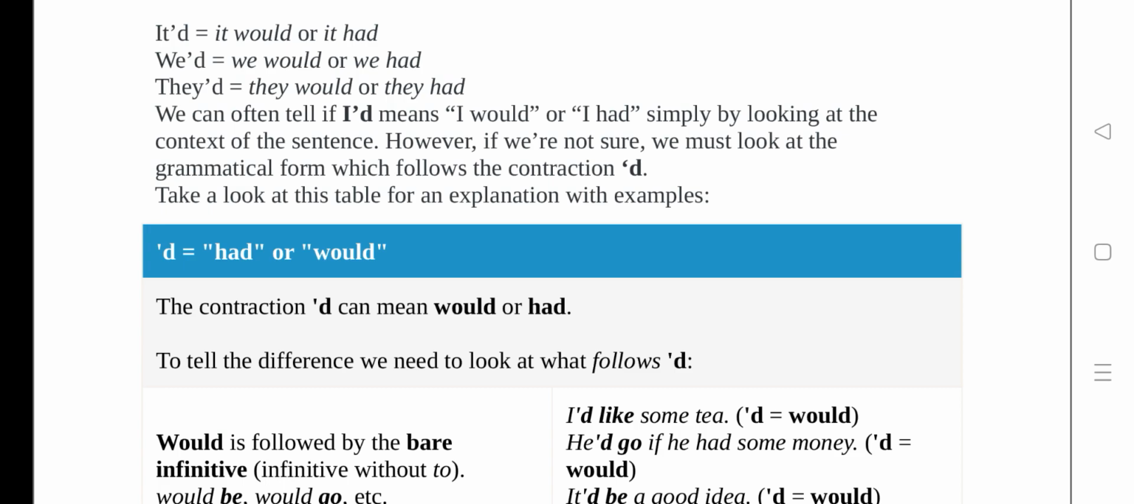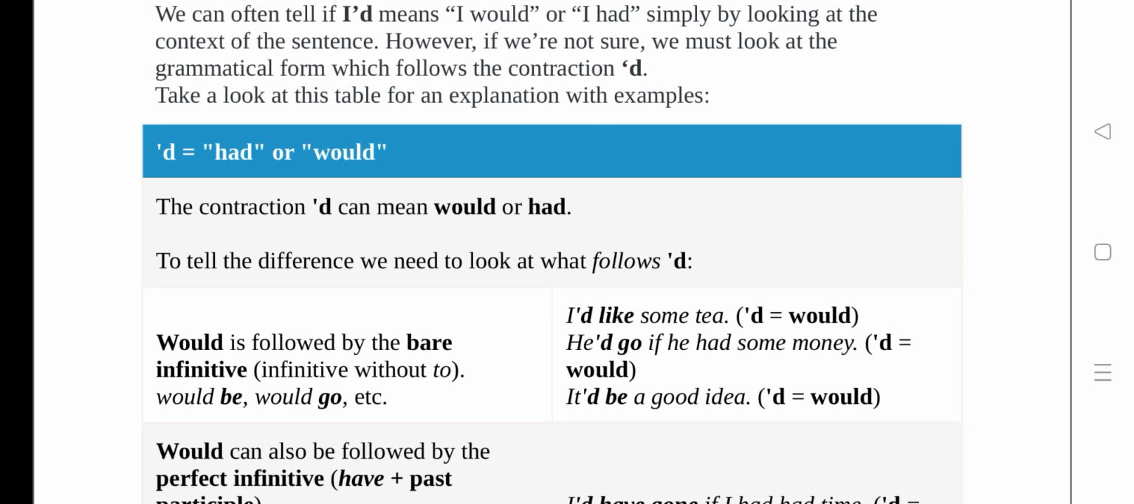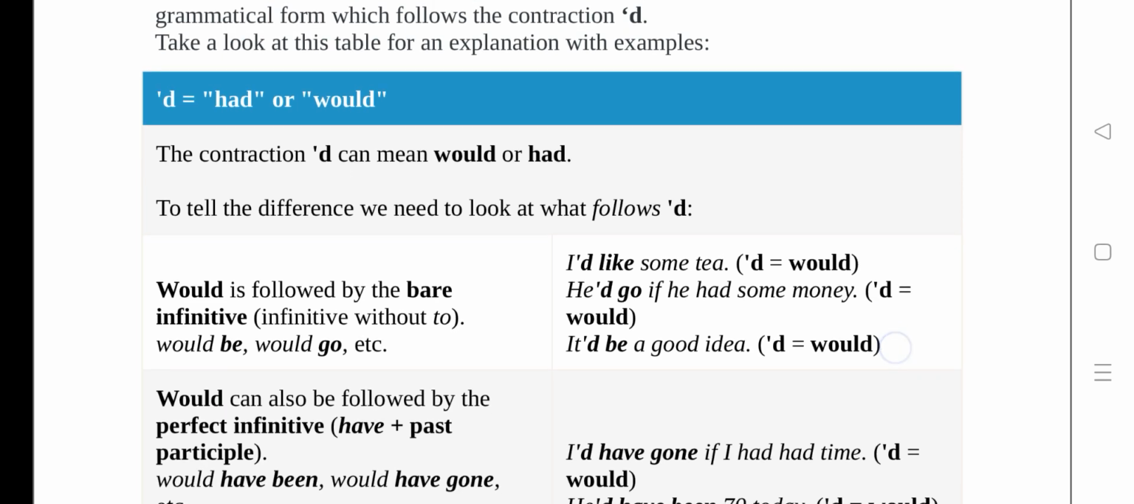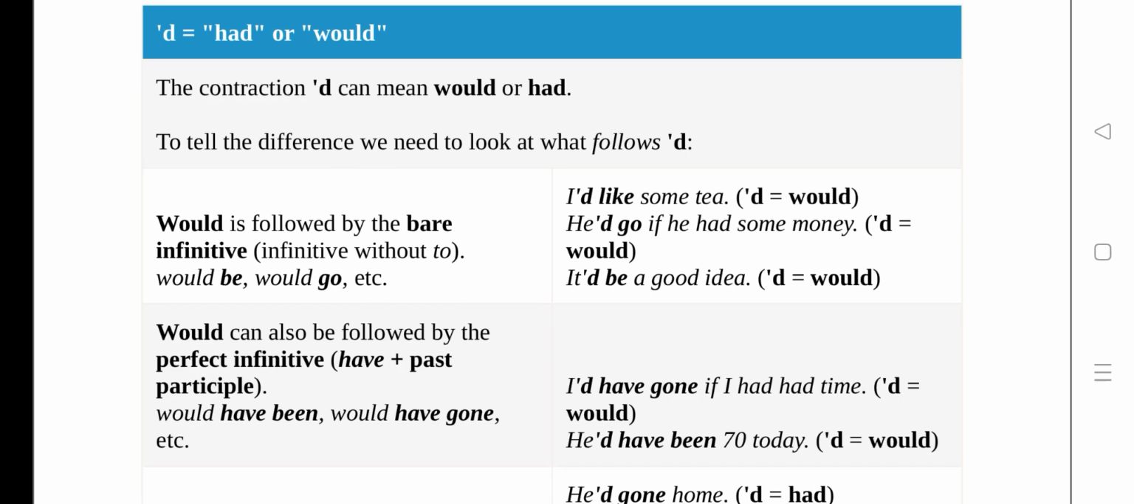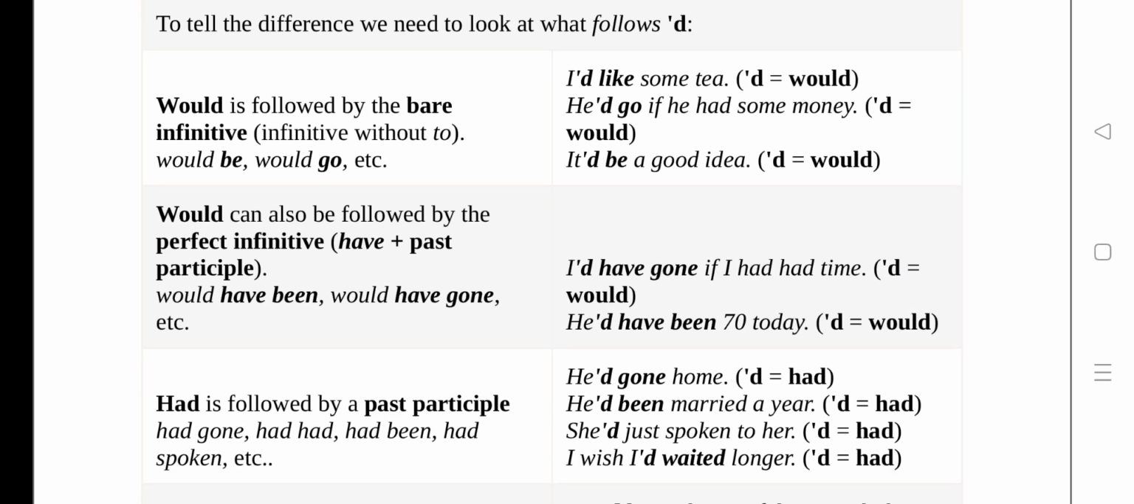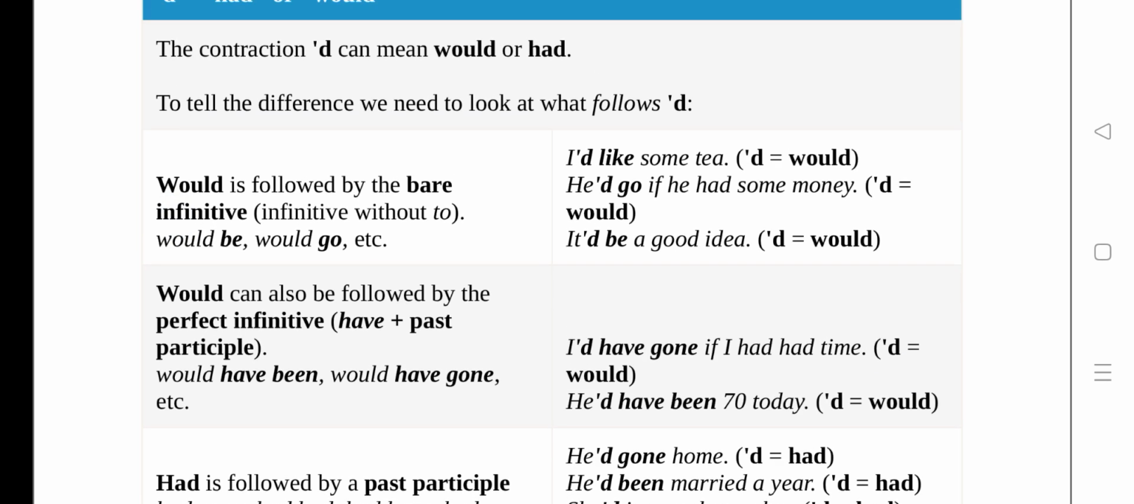Take a look at this table for an explanation with examples. So here are some examples. The contraction apostrophe d can mean would or had. To tell the difference, we need to look at what follows apostrophe d. Would is followed by the bare infinitive without to: would be, would go. An example is I would like some tea. So you can say I'd like some tea. So this is the contraction apostrophe d equal to would.